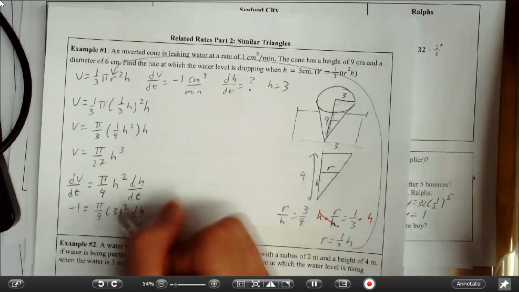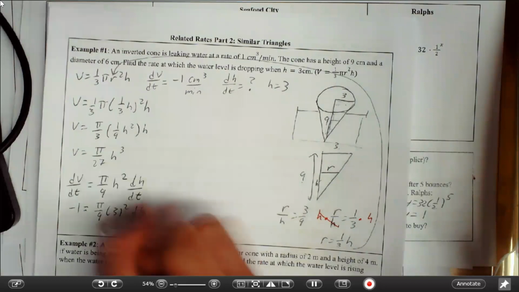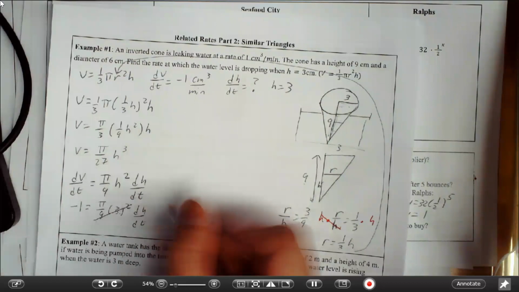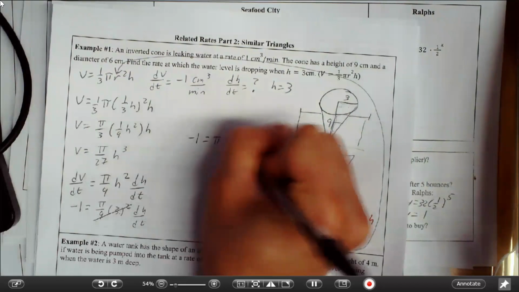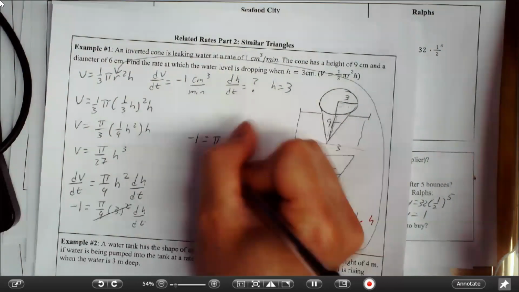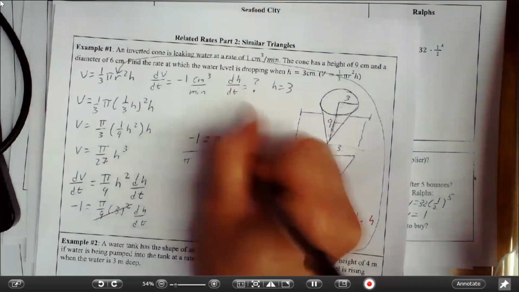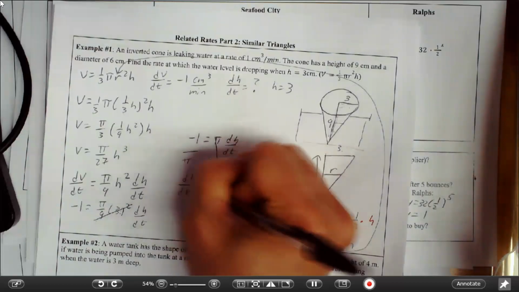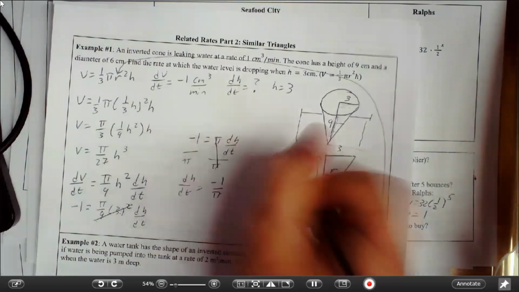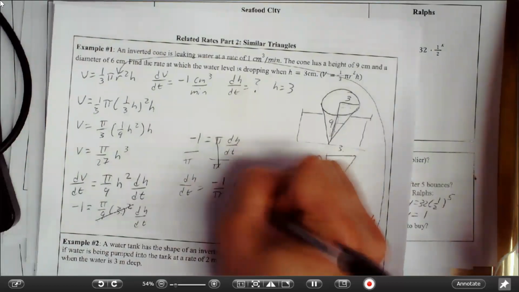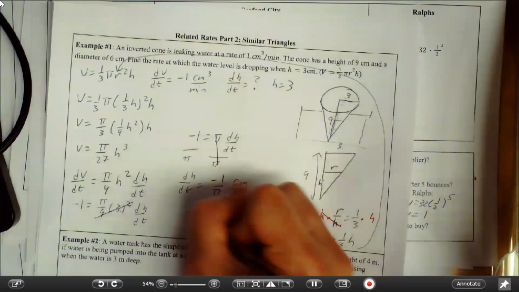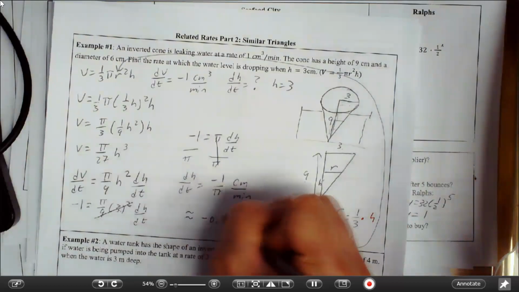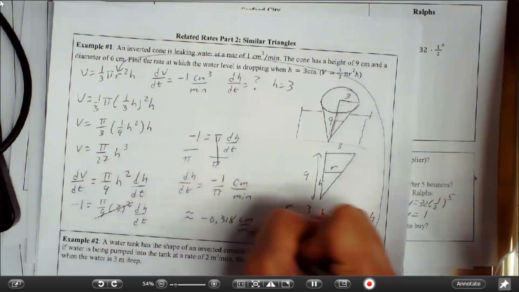Oh, this is actually easy because what's 3 squared? And so the 9 on top, 9 on the bottom cancel, right? Okay. So it's -1 is equal to pi times dH dt. And then I could just divide both sides by pi. And so dH dt is equal to -1 over pi, centimeters per minute. And let's say you had to put it in a calculator, you could do that. I'll just give you the number. It's -0.318 centimeters per minute.